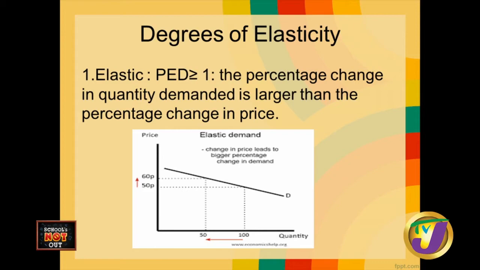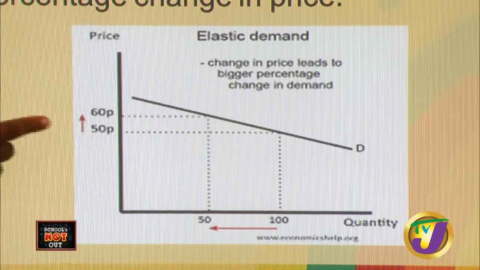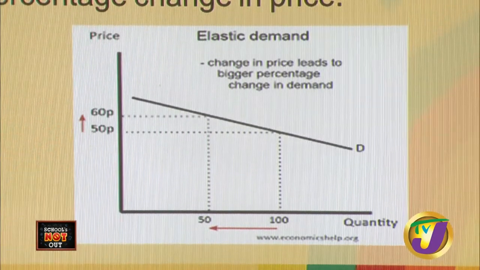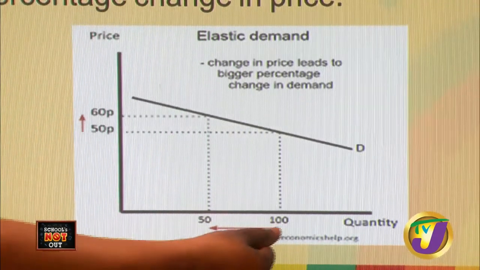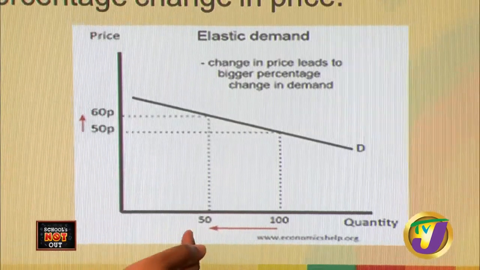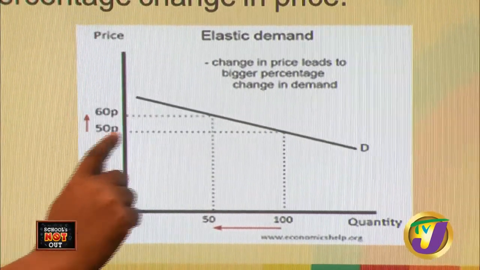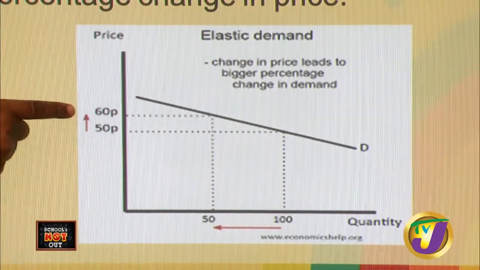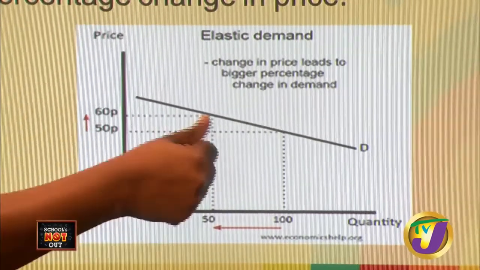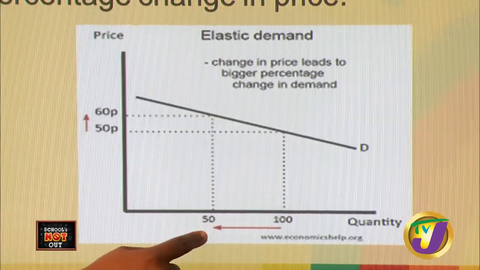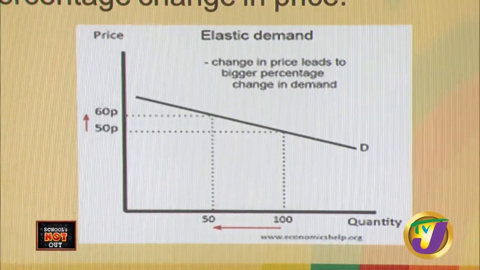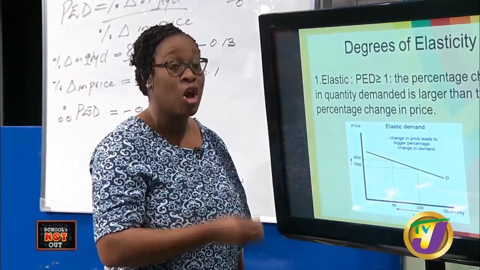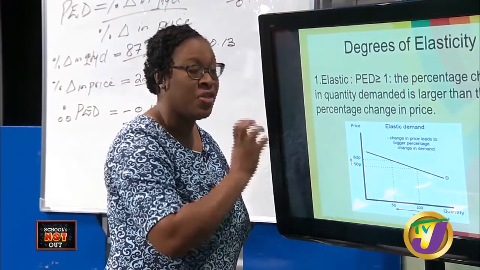If you can see this diagram here, the price change here was just a simple $10 change. However, there was a great reaction in terms of quantity demanded for this good. At $50, quantity demanded was 100, but with a $10 increase to $60, quantity demanded fell to 50. This shows that consumers are highly sensitive or responsive to a change in the price of this good.